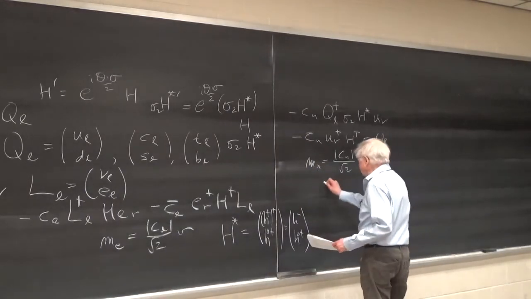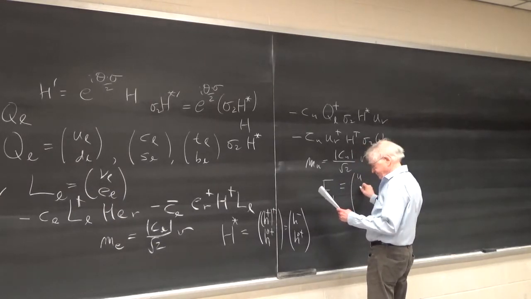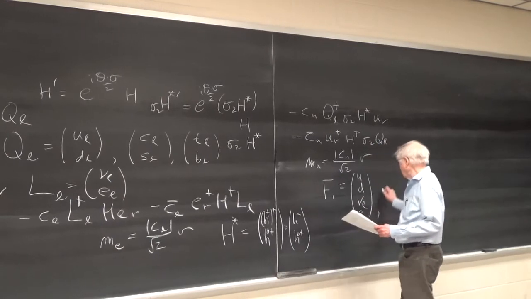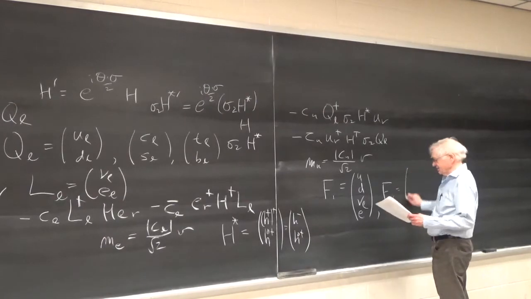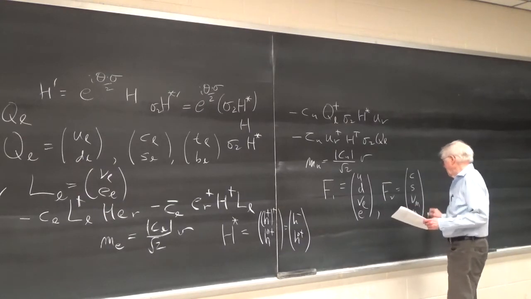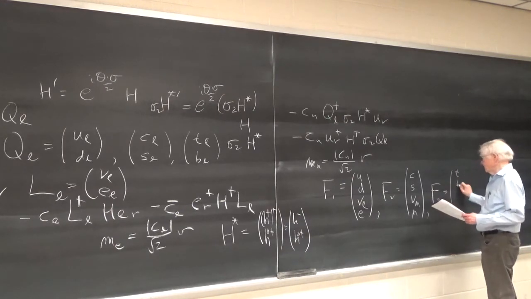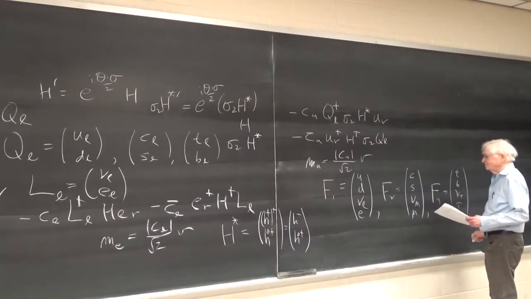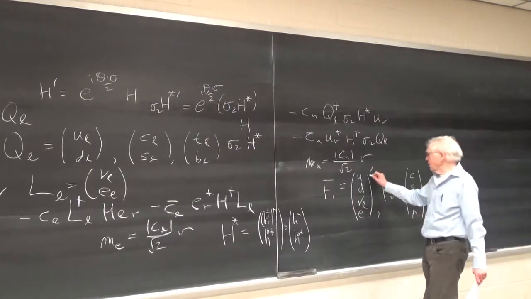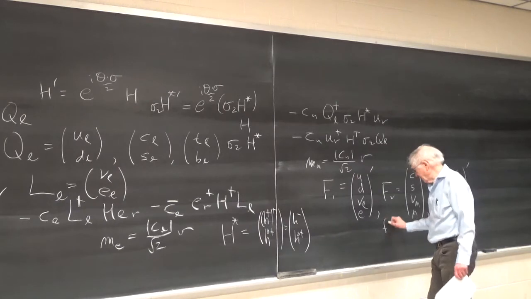All right, let me get on now to this business of three families. The first family is up, down, nu, E, and E. The second family is charm, strange, nu, mu, and mu. And the third family, F3, is top, bottom, nu tau, and tau. And in the notes, these all occur with primes. What primes mean is that these are flavor eigenstates.